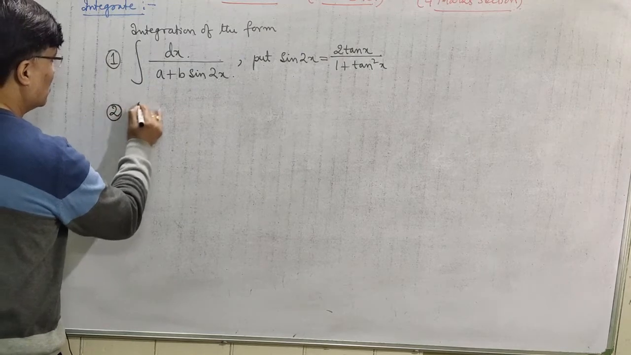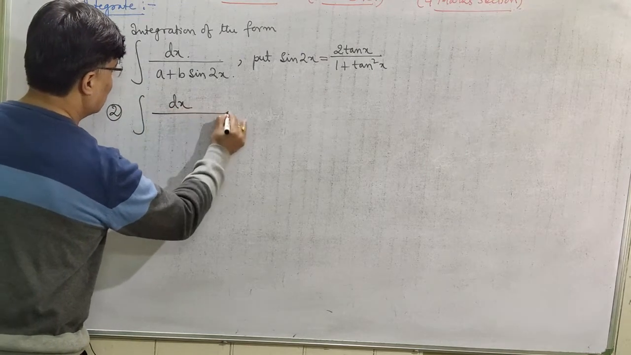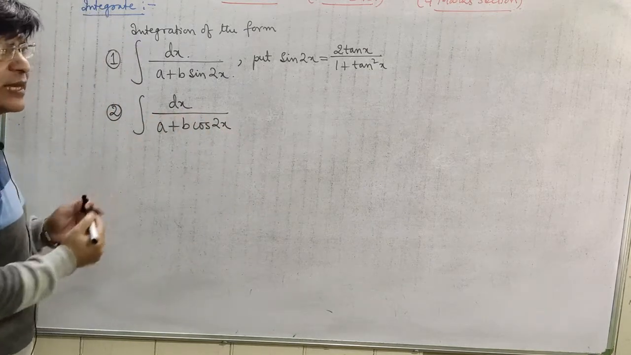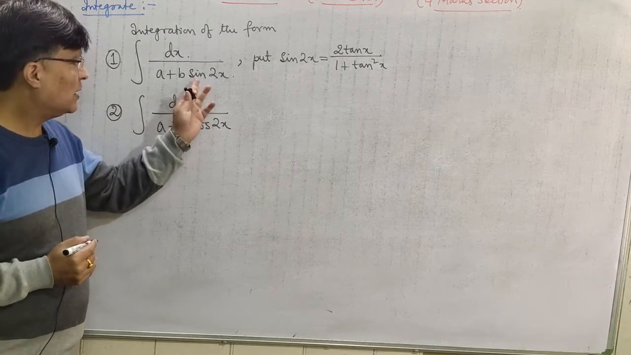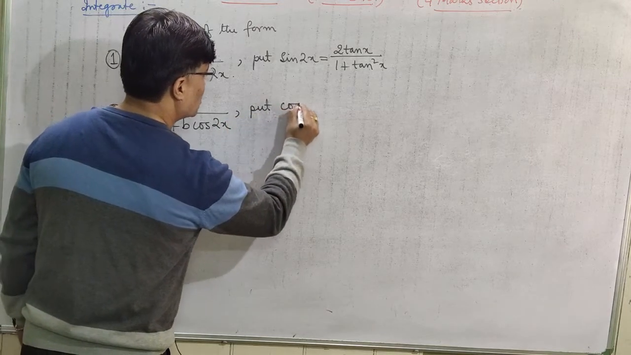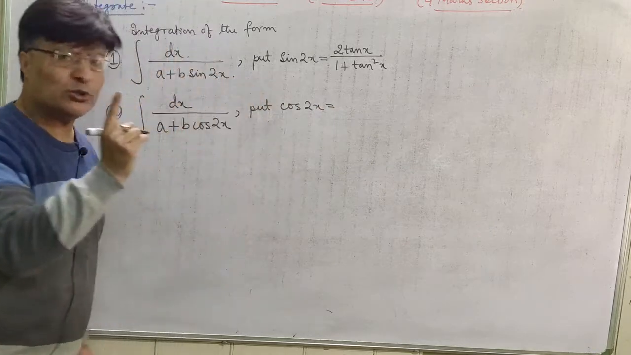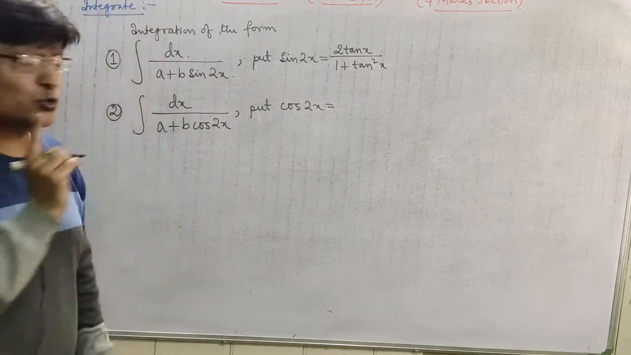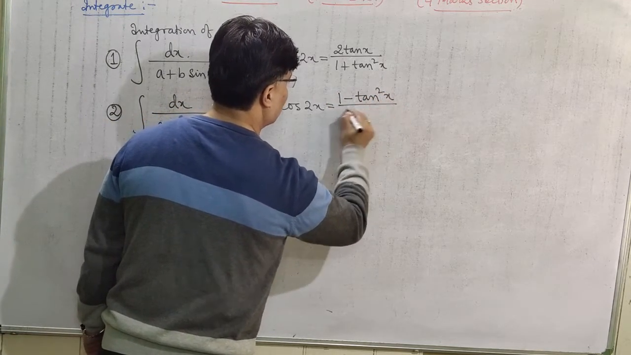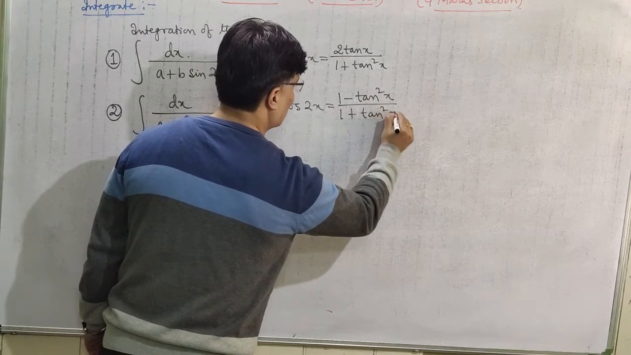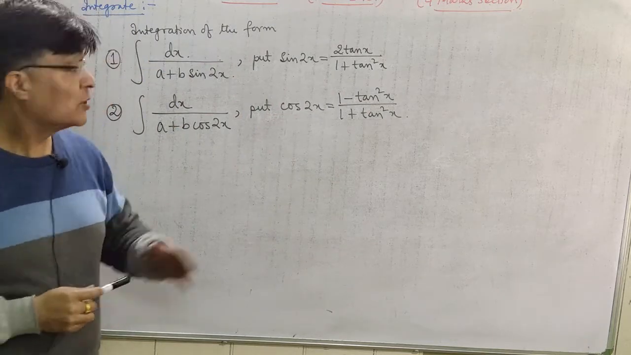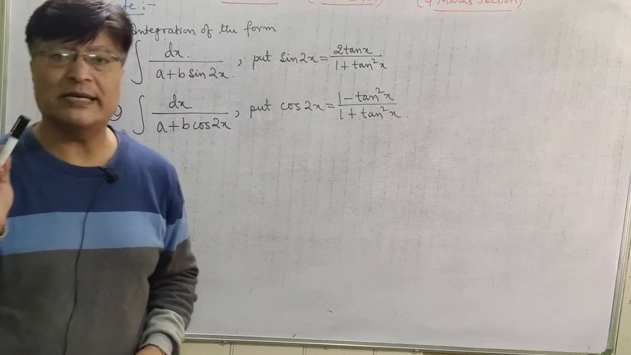Number 2, you may have integration of dx divided by a plus b cos 2x, where a and b are constants. Instead of sine 2x, you may have cos 2x. So in this case, you always put cos 2x in terms of tan x. You should know the formula for cos 2x in terms of tan x. It is 1 minus tan square x divided by 1 plus tan square x. This is the formula that you can use for this integration. These are formulas from multiple angles in trigonometry.